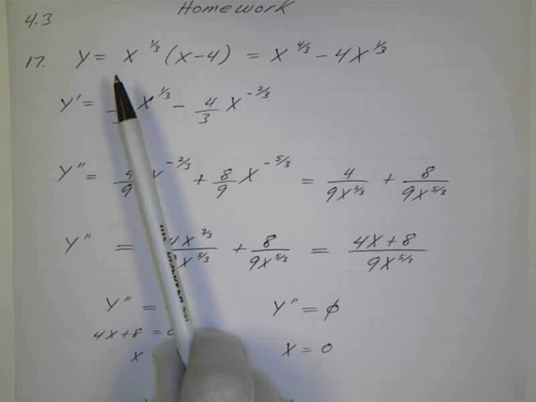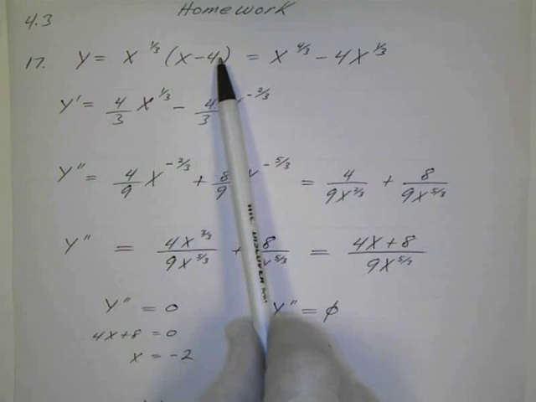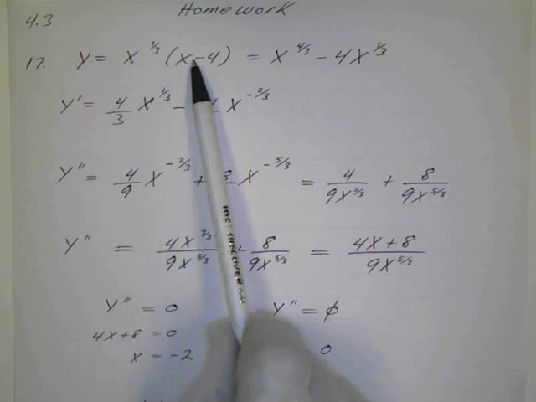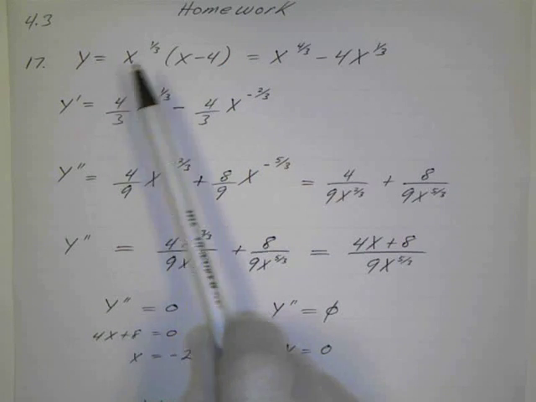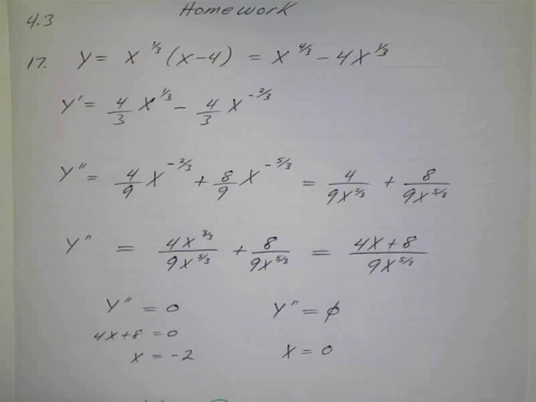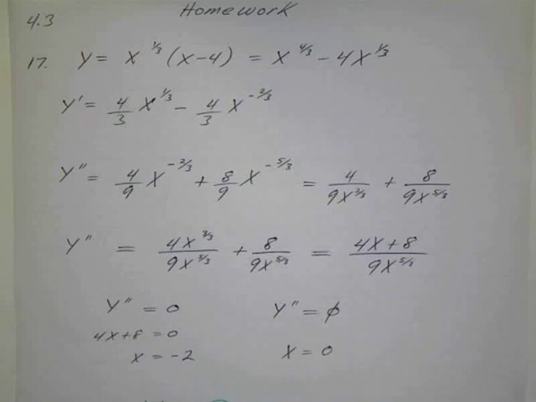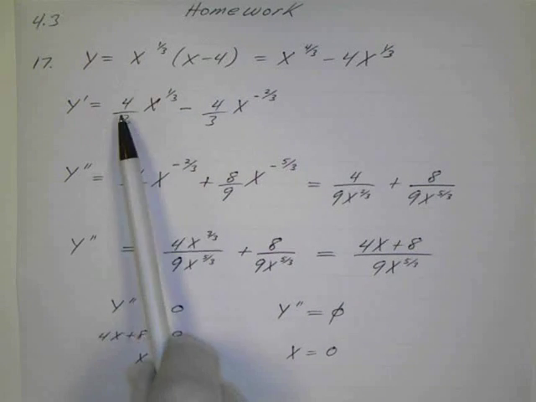If we take the first derivative here, this is the function y equals x to the 1/3 times x minus 4. Now rather than do something like the product rule, what I'll do is just multiply this out, distribute it, and make it into two terms that are very easy to differentiate by using the power rule. Product rule is a little more difficult. Power rule is a little bit easier. So we'll use the power rule.